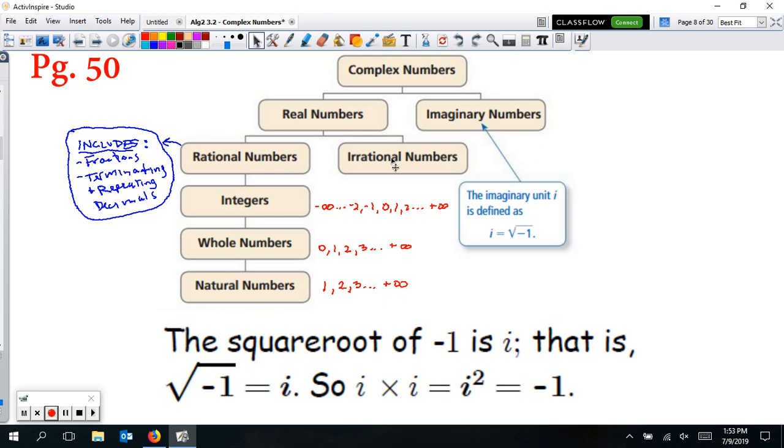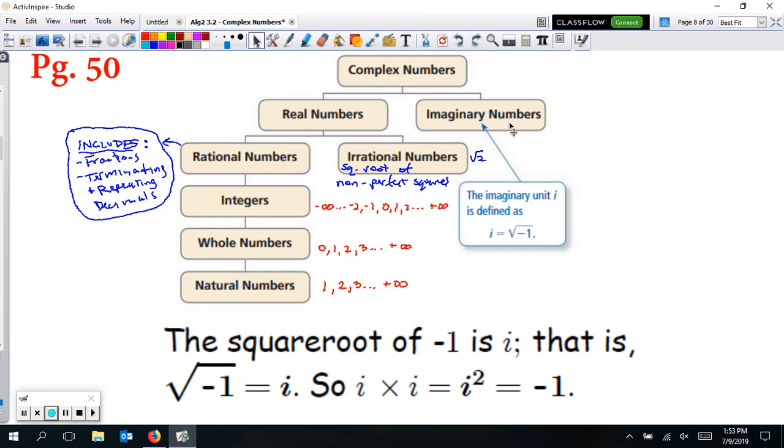So really, irrational numbers are square roots of non-perfect squares. An example would be the square root of 2. 2 is not a perfect square, so the square root of 2 would be an irrational number. All of those are under the real numbers. These are all real numbers, everything over here on this side.